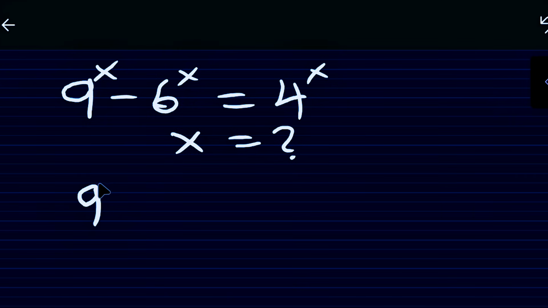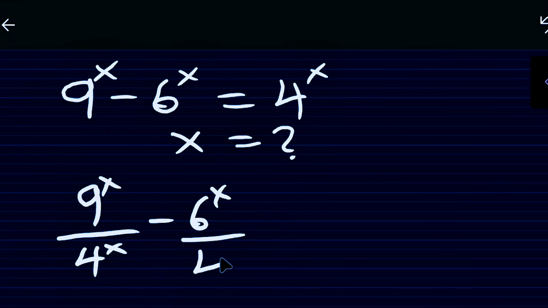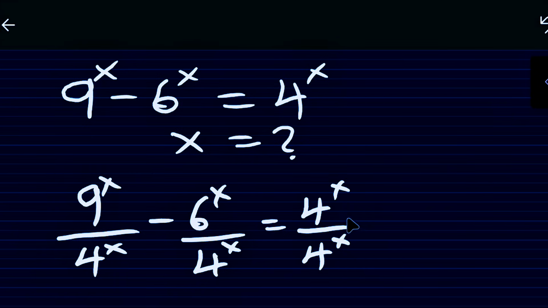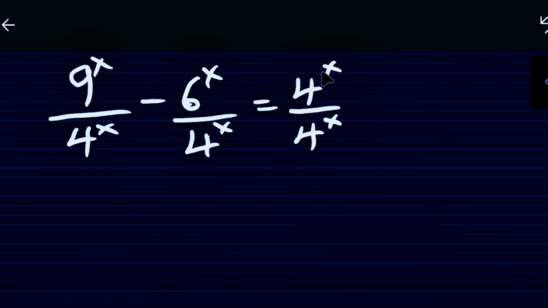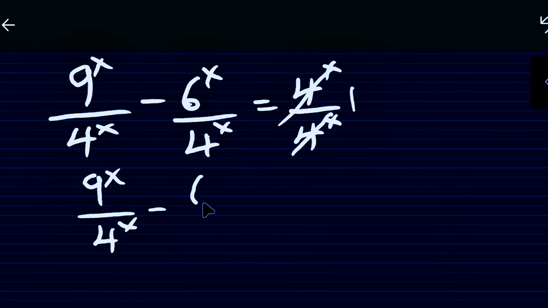So we have 9 exponent x divided by 4 exponent x, then minus 6 exponent x divided by 4 exponent x, and this equals 4 exponent x divided by 4 exponent x. Okay, now this is what we have. So for this right hand side, this 4 exponent x will divide this 4 exponent x, and we'll have 1 here. Okay, so from here we now have 9 exponent x divided by 4 exponent x minus 6 exponent x divided by 4 exponent x, and this equals 1.